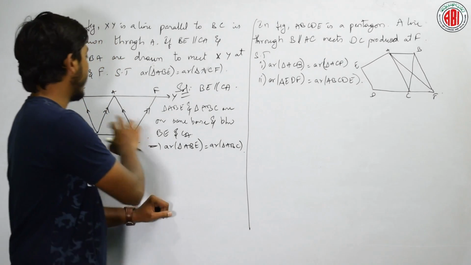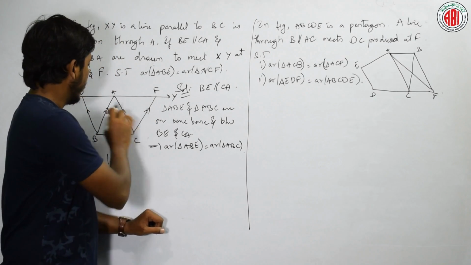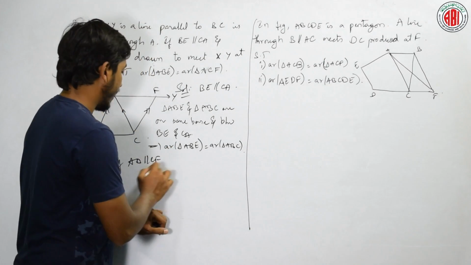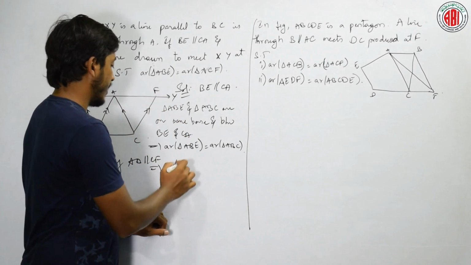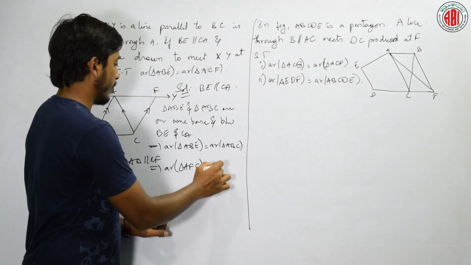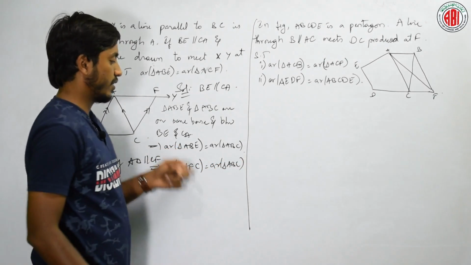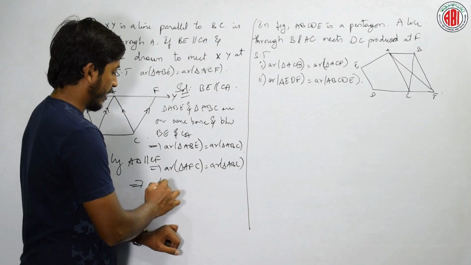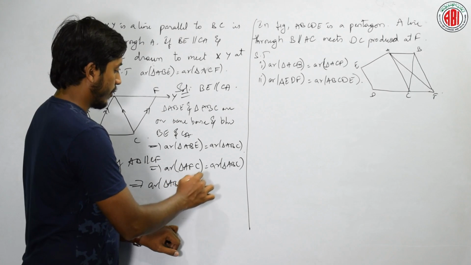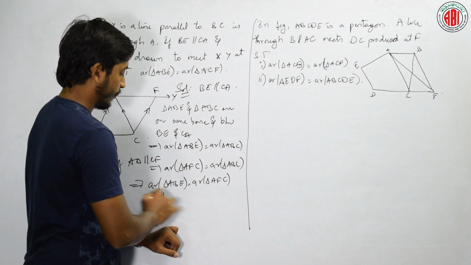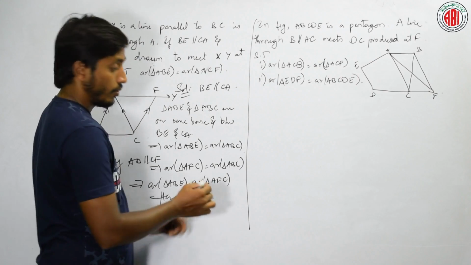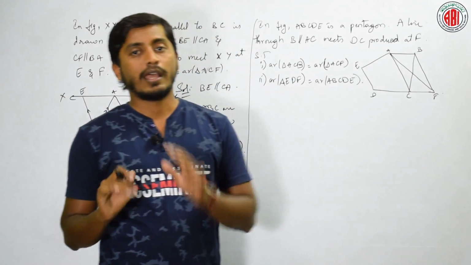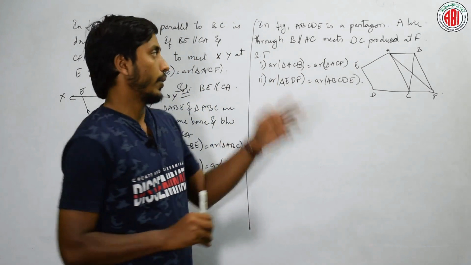Clear? Similarly, if I observe these two, AB is parallel to CF. From this I can write area of triangle AFC is equal to area of triangle ABC. From both of these, I can tell that this is equal to this and this is equal to this. Therefore, area of triangle ABE is equal to area of triangle AFC. Clear? The only rule, what is it? The two triangles between two parallel lines and on the same base have equal area. Okay. Look at the next question here.